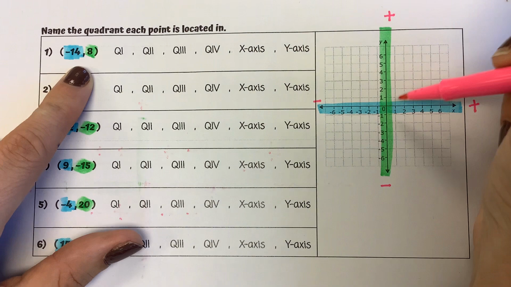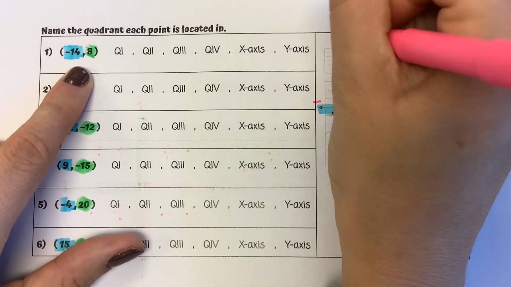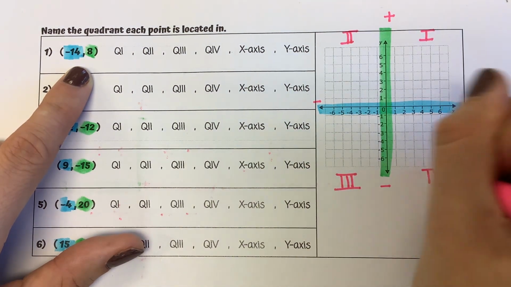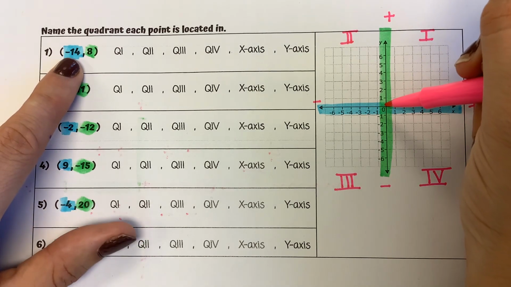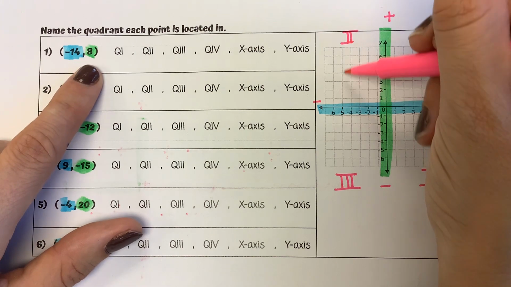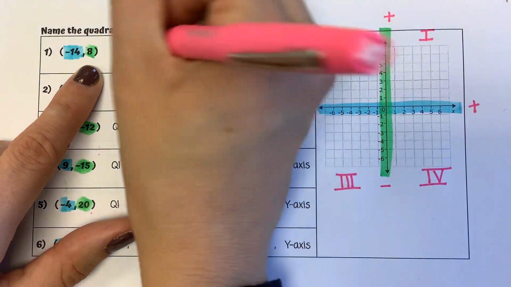So, quadrant 1 is here, and we go counterclockwise. 2, 3, 4. So starting at the origin, if my x is negative, that means I'm going to the left. My y is positive, I'm going up. That would leave me in quadrant 2.